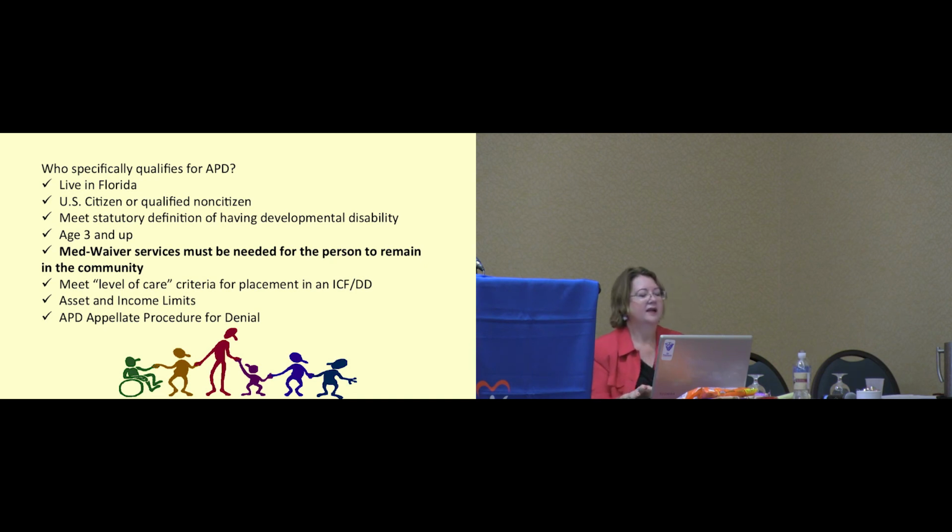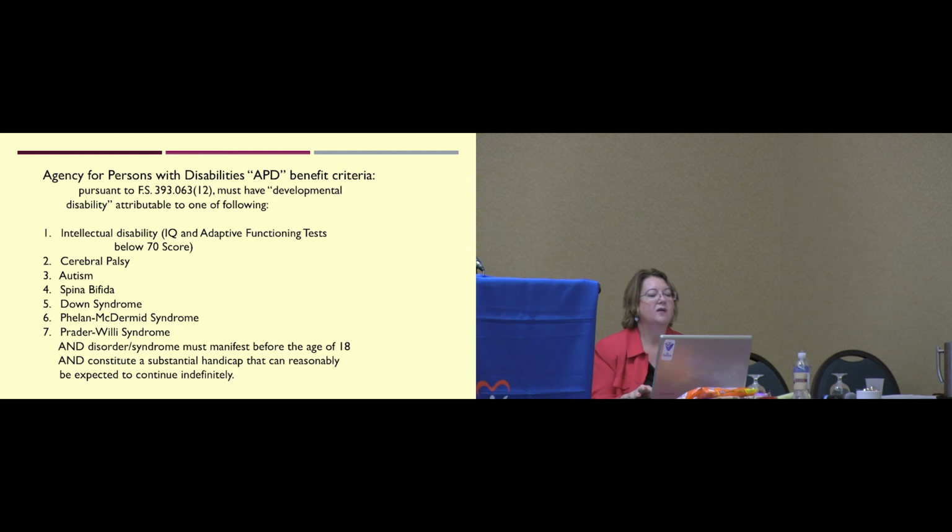Thank you. Okay, these are the 7 categories that have to be substantiated for the APD qualification, and you'll see those there. It's important that one of these disorders or syndromes must manifest before the age of 18. You've got to get these evaluations done, and the proper protocol for them, before they turn 18, or it's too late. You're basically talking about long-term adult benefits that this person may be eligible for. It's just such an important thing. If you even suspect one of these categories, please pursue it. And it has to constitute a substantial handicap that can reasonably be expected to continue indefinitely.